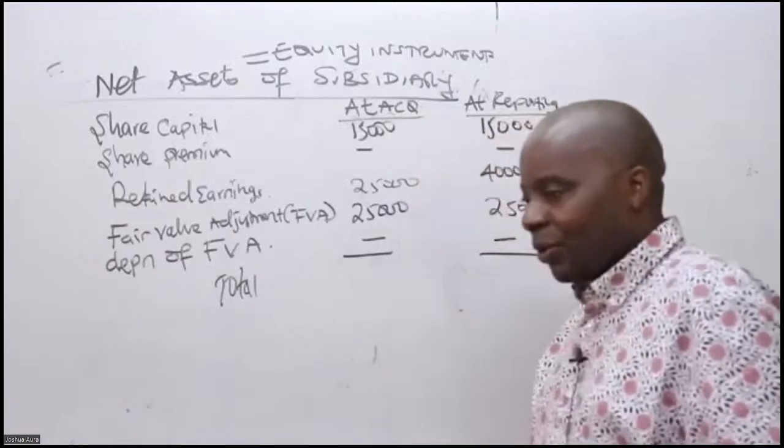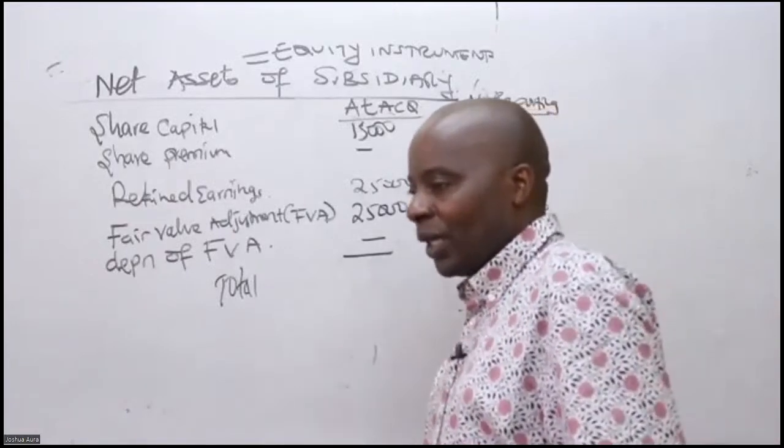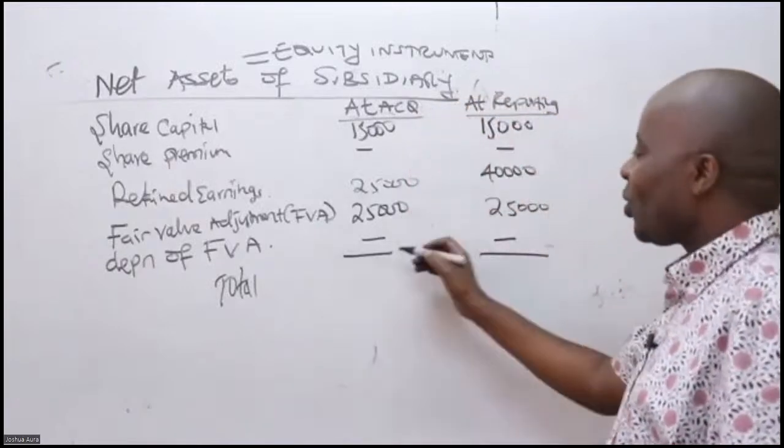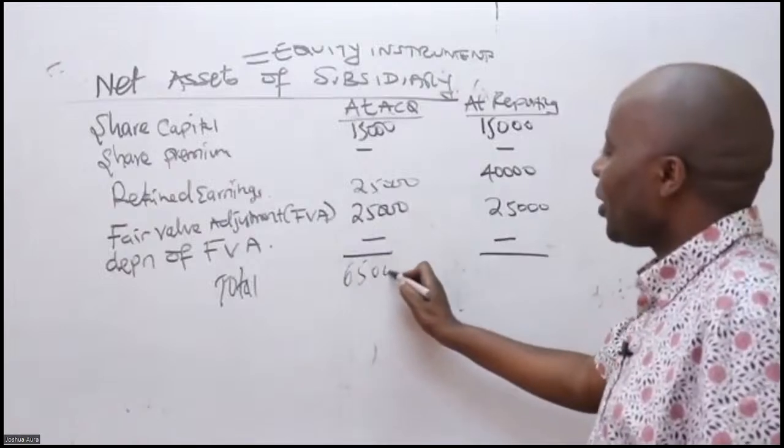This is a BDA class because we don't answer them very fast. Of course, they will run away. In this case here, the total is 65,000.